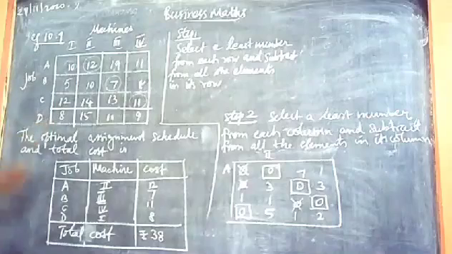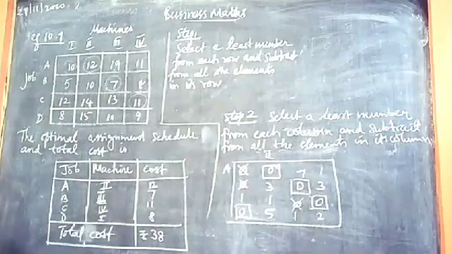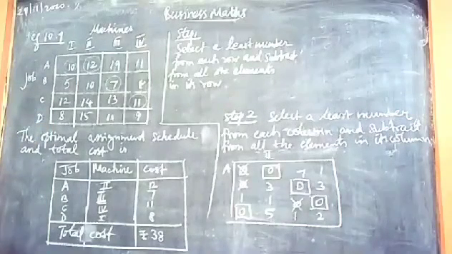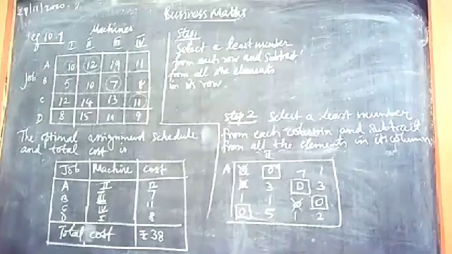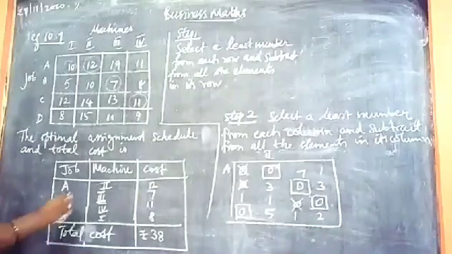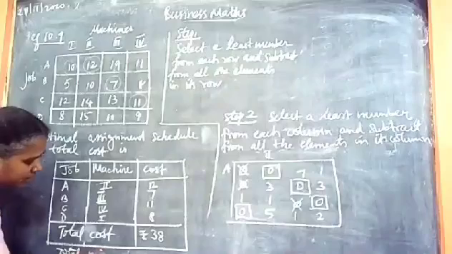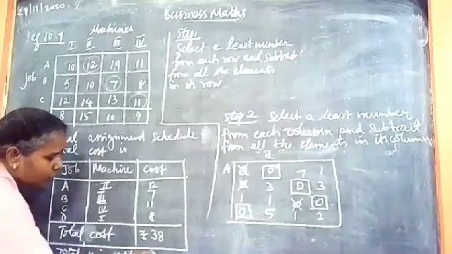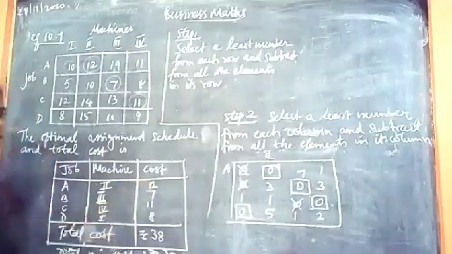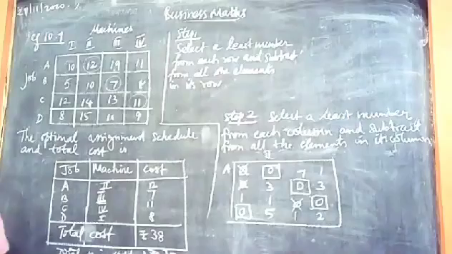Is it clear? So the optimal cost is the last answer. Total minimum cost is equal to rupees 38. One more step you can give.